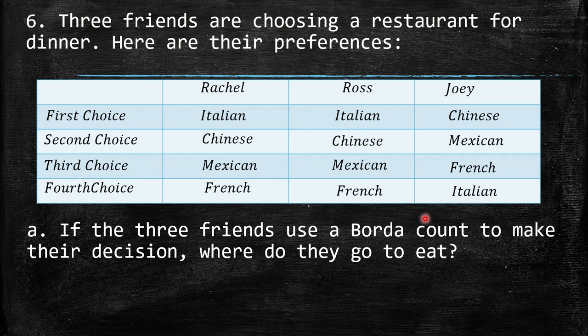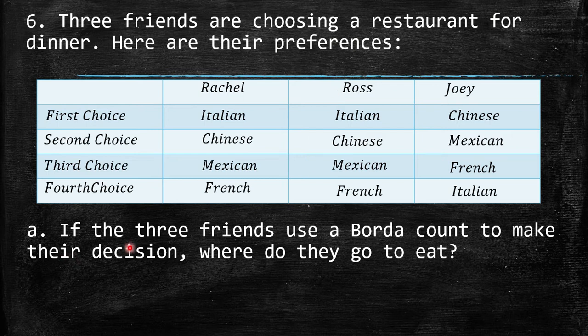Three friends are choosing a restaurant for dinner. Here are their preferences. Here we have the table, with the preferences ordered from the most preferable for each character to the last one. Here we have the three characters, Rachel, Rose, and Joey. Rachel prefers Italian, then the second option is Chinese, then Mexican, and the last option is French. The other characters are exactly the same.